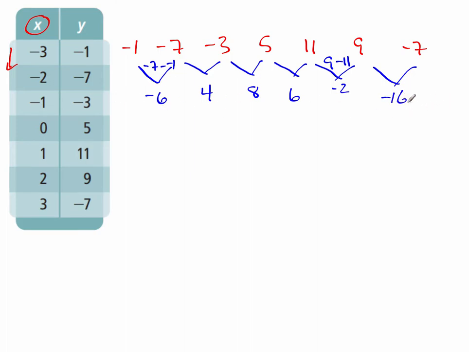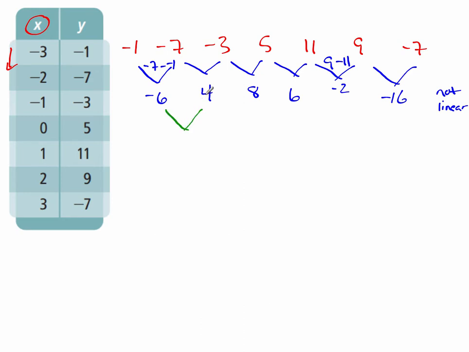If these were all the same number, this would be linear. But I know it's not linear, because these are not all the same numbers. Well, let's try it again. Let's do the second.